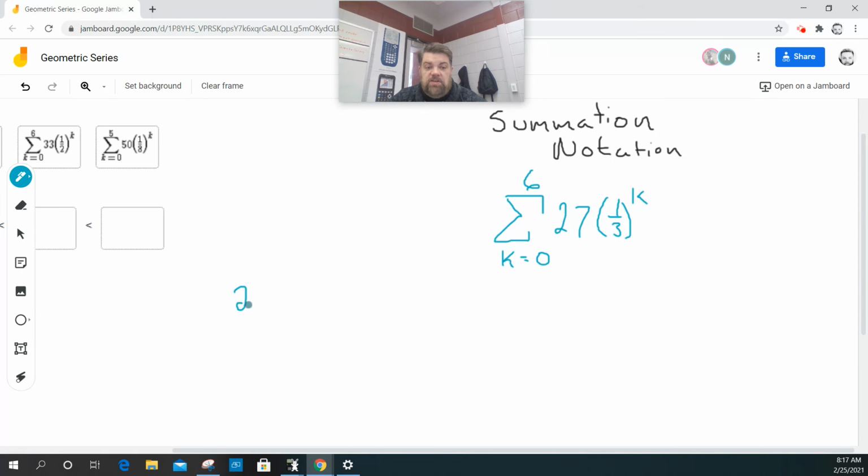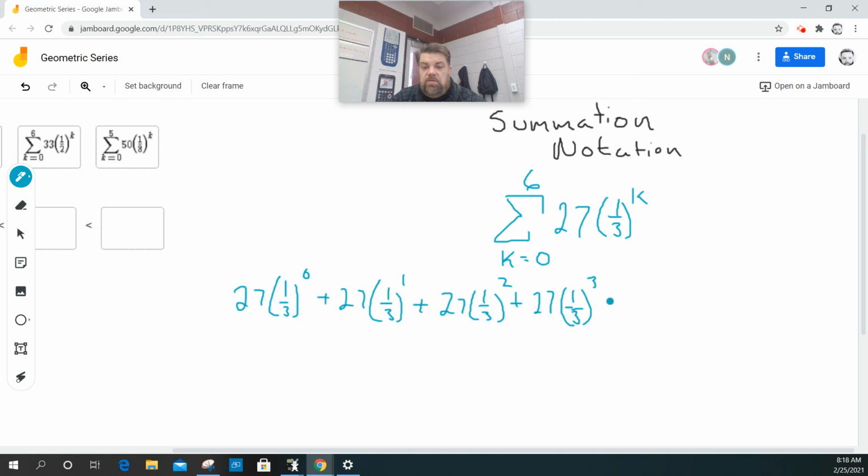So we're taking this explicit form and using it to get all of the terms. This is my first term times the common ratio raised to the 0 power, plus my first term times the common ratio raised to the first power, plus my first term times the common ratio raised to the second power, then the third power, the fourth power, the fifth power, and the sixth power.